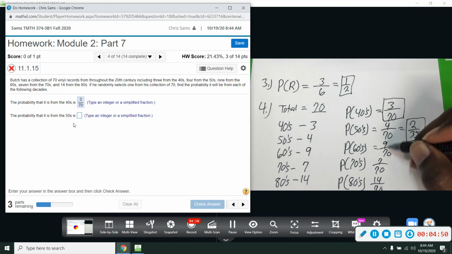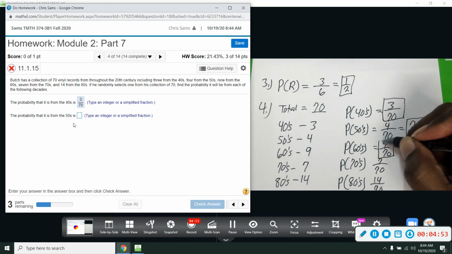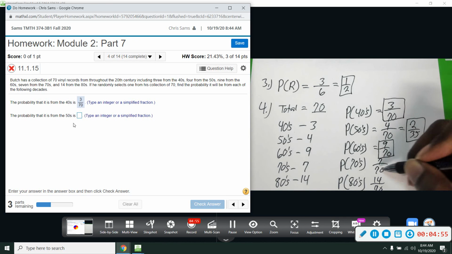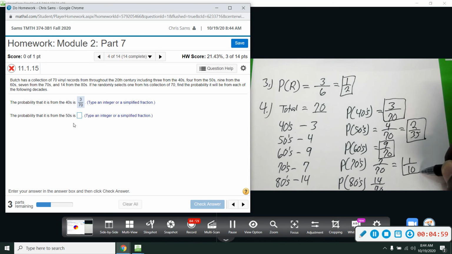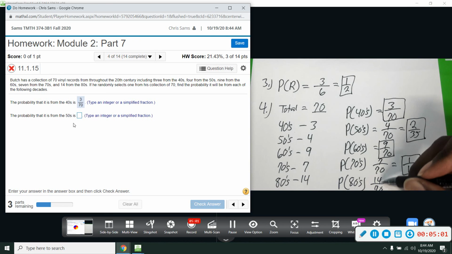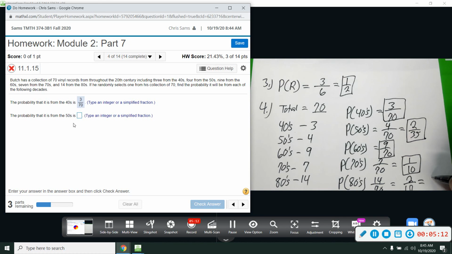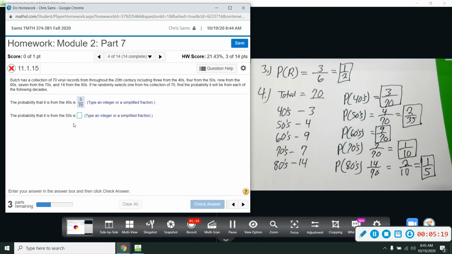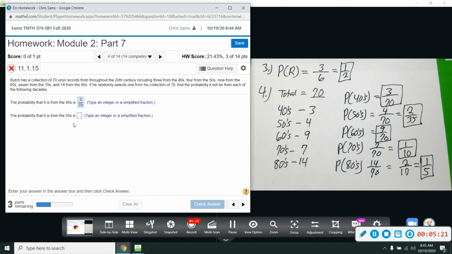This one will not reduce, so it will stay 9 over 70. Both of these are divisible by 7, so we get 1 out of 10 here for the 70s. And both of these are also divisible by 7, so we will get 2 out of 10. Okay, and now they're both even, so we can also divide by 2, and that will give us 1 out of 5. Okay, so you always want to take it down to lowest terms.